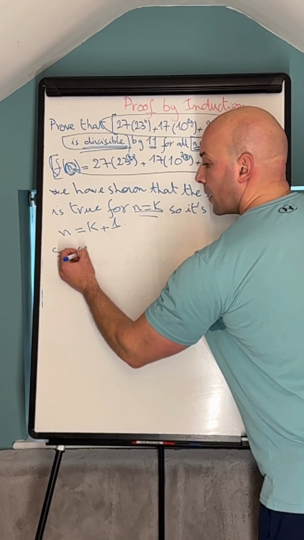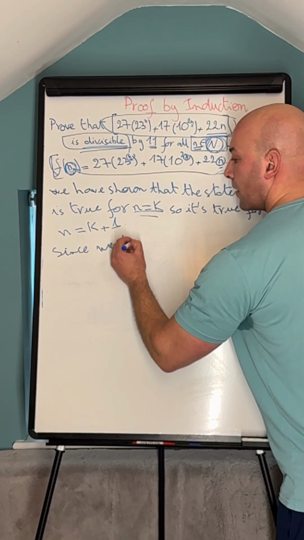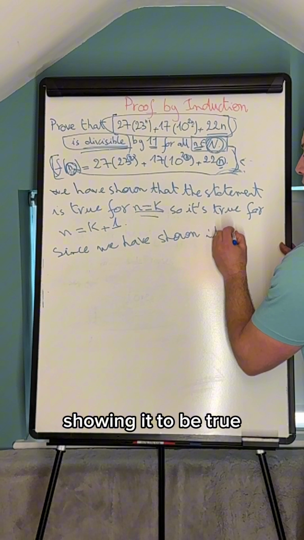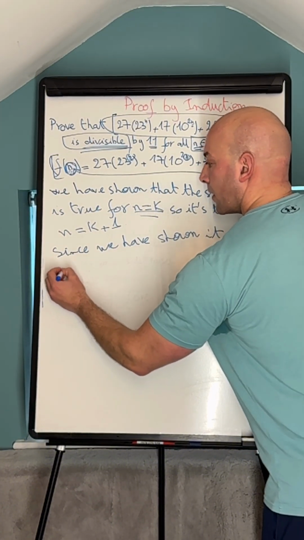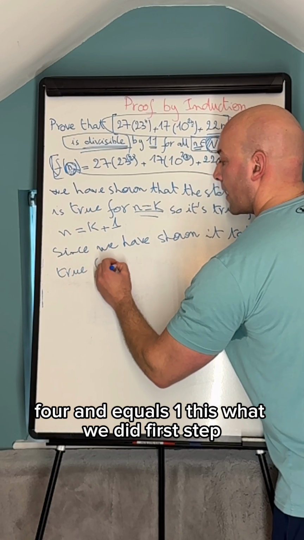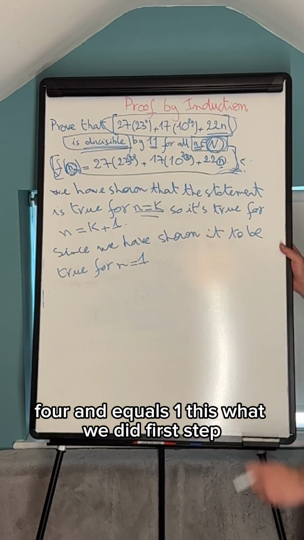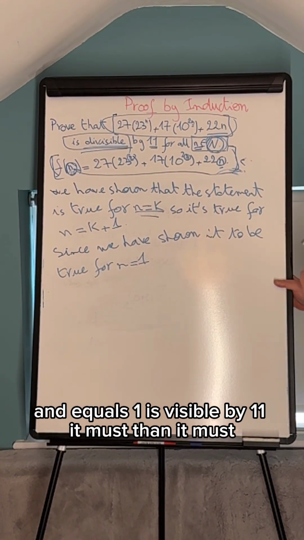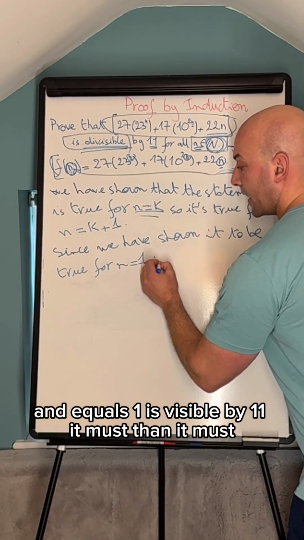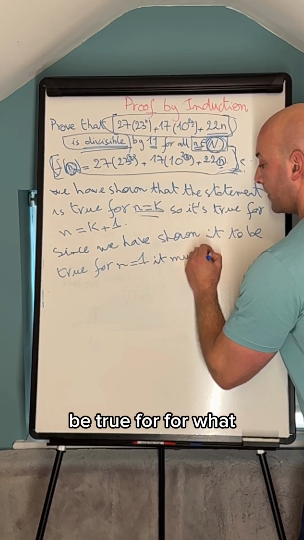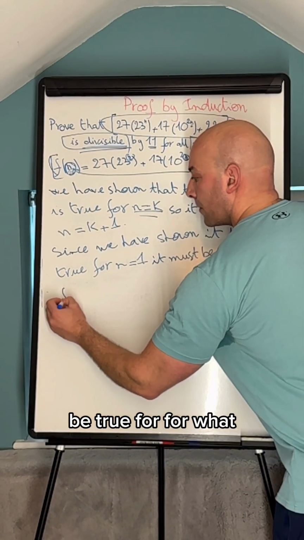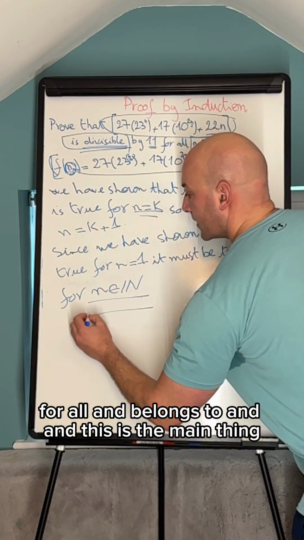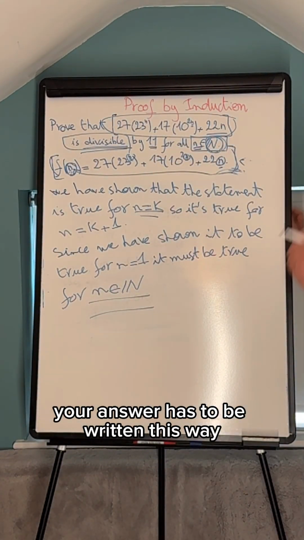Since we have shown it to be true for n equals 1, which is what we did in the first step, where we said n belongs to N, the natural numbers, and n equals 1 is divisible by 11, it must be true for all n belongs to N. And this is the main thing. Your answer has to be written this way.